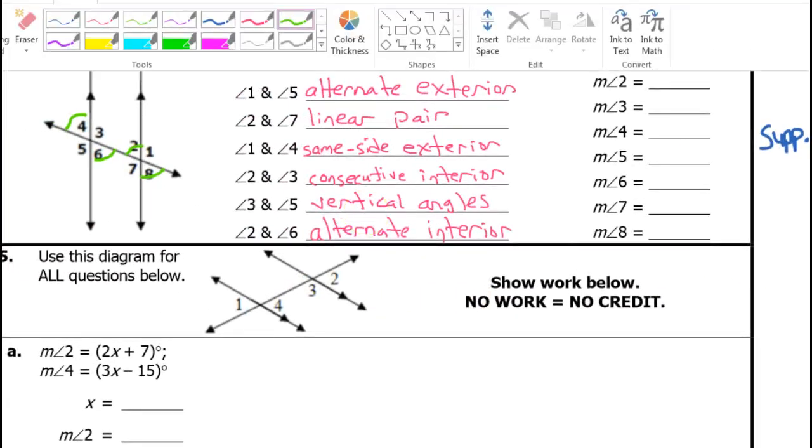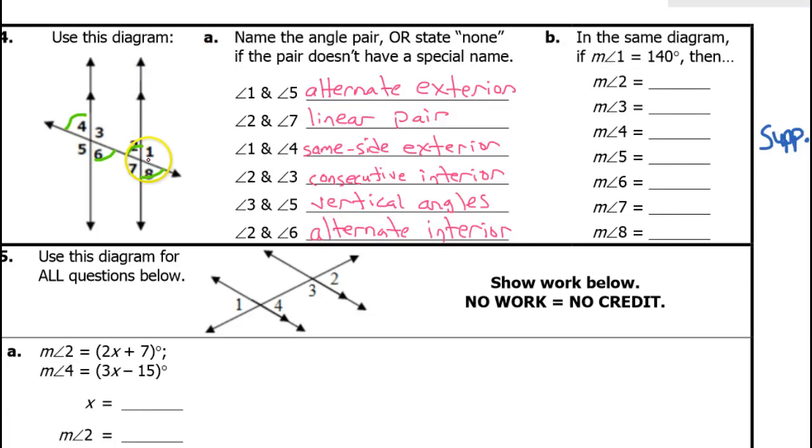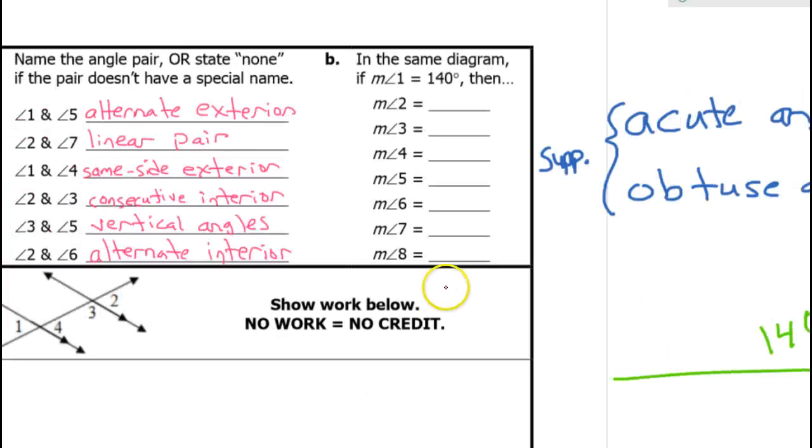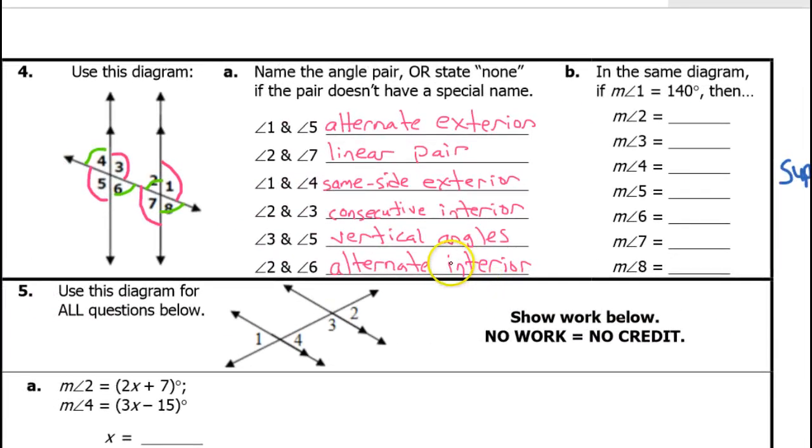Now I'm going to go through and mark all of my obtuse angles red. All right, so obtuse, obtuse, obtuse, obtuse. All right, all of my obtuse angles are going to be 140.